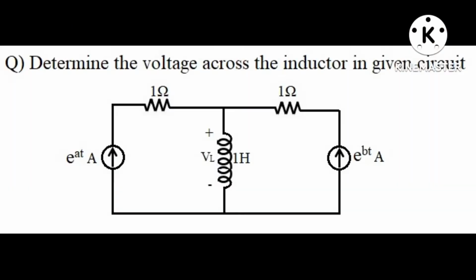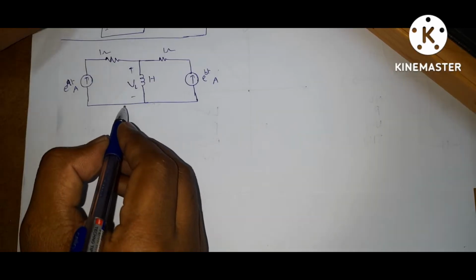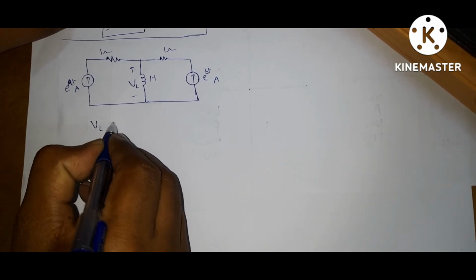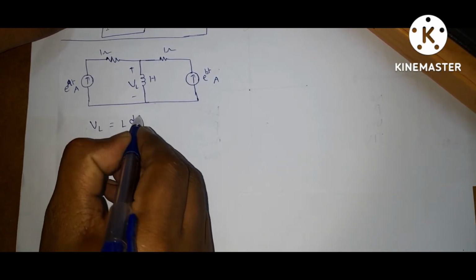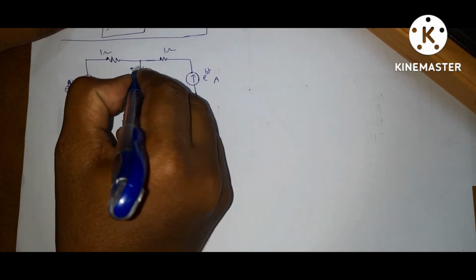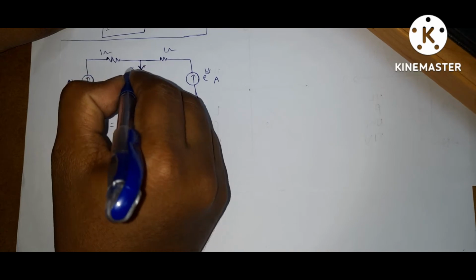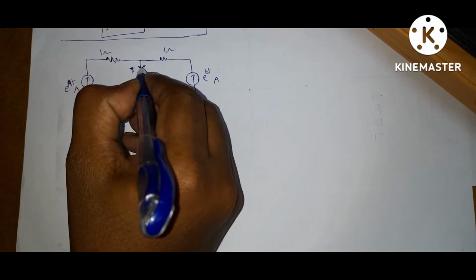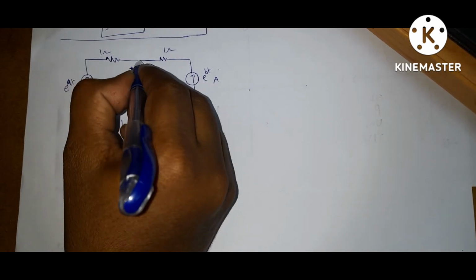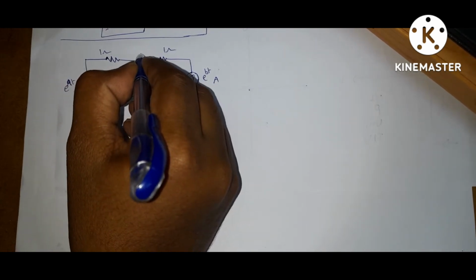Next question. Determine the voltage across the inductor in the given circuit. Okay, this is the given circuit. So voltage across inductor is given as VL is equal to L dIL by dt. Now what is the IL? So this is the passive element. So current enters at positive terminal. So this is IL. Now let this node be A.